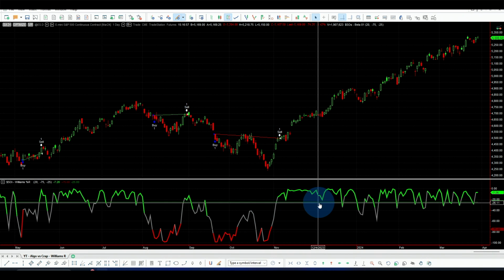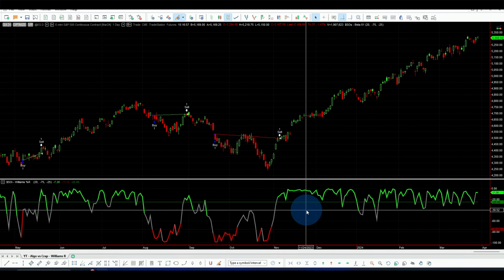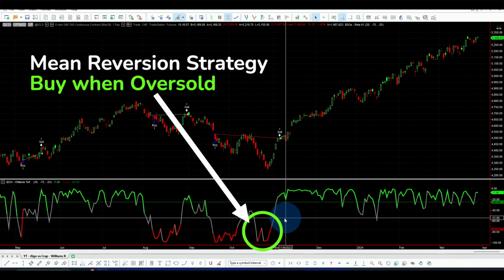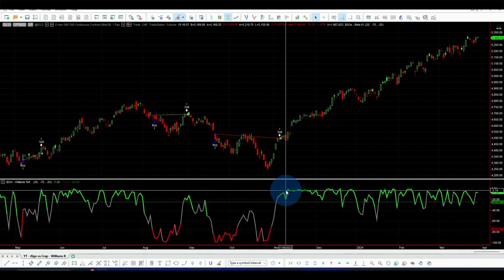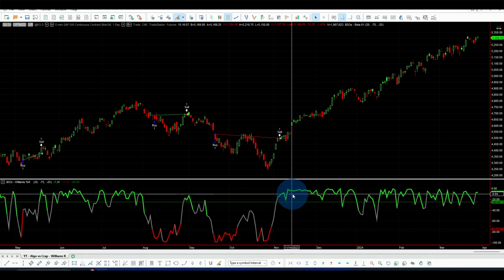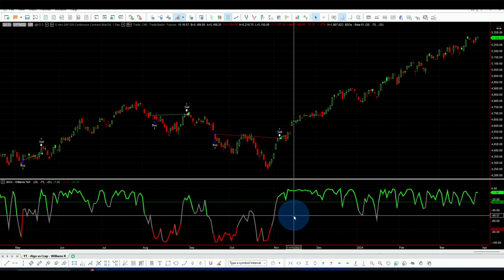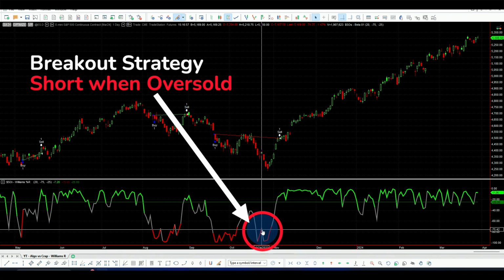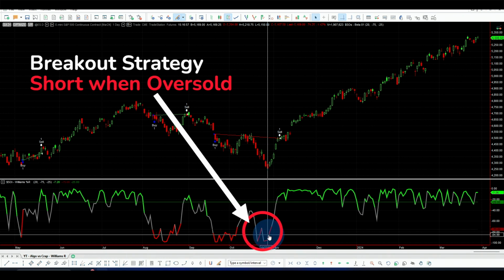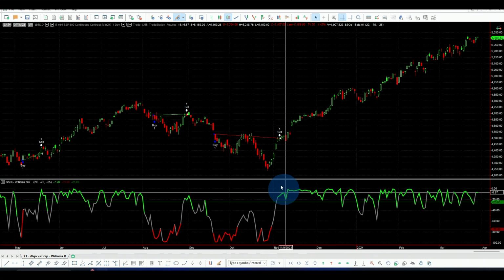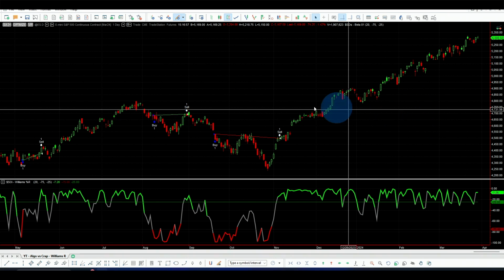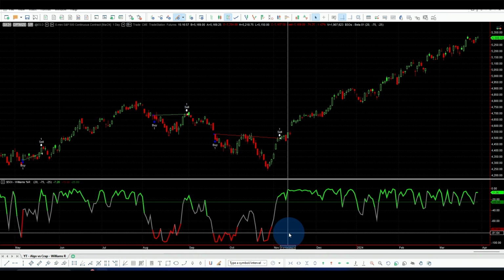Now, the indicator, as all oscillators, can be used in two ways: either as a mean reversion strategy, where we buy when the price is oversold and we short when the price is overbought, or we can use it as a breakout strategy, where we short when the price is oversold, and we go long when the price is overbought. But since we are trading the S&P 500, we will use it as a mean reversion strategy to go long when it is oversold.